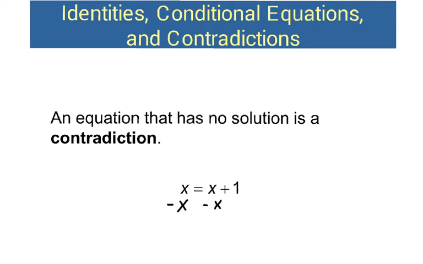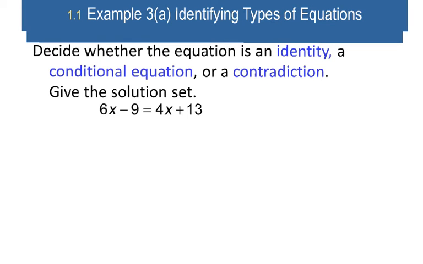Alright, when I do that, I end up with 0 equals 1. Well, 0 does not equal 1, so that's a contradiction. Anytime you end up with two sides of an equation that contradict each other, just like this one here, there you go. It's known as a contradiction. Alright, so some examples on identities, conditional equations, and contradictions.